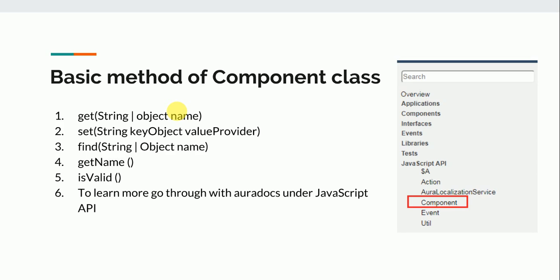Find is used for finding the component using the aura ID, whatever aura ID we have provided. GetName is for getting the name of the lightning component, or whatever particular component is responsible for accessing the particular JavaScript code. And isValid shows whether the component is valid or the component has been destroyed.